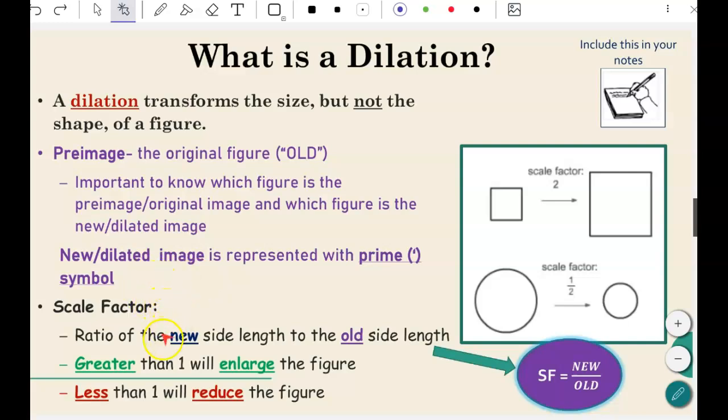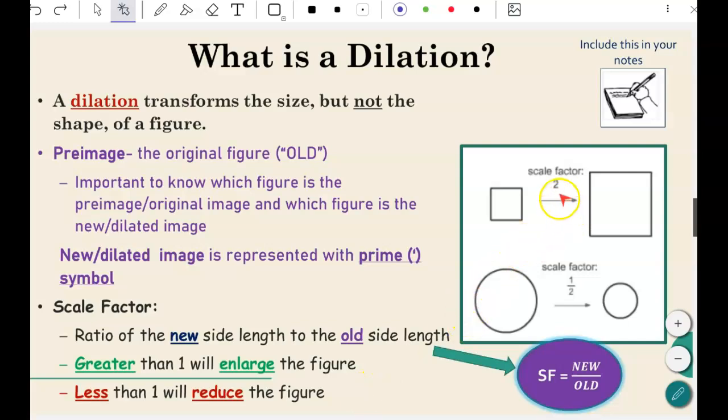So scale factor is the ratio of the new side length to the old side length. And that gives you the dilation. So that's the scale factor, new to old. Greater than 1 will enlarge the figure, less than 1 will reduce it.